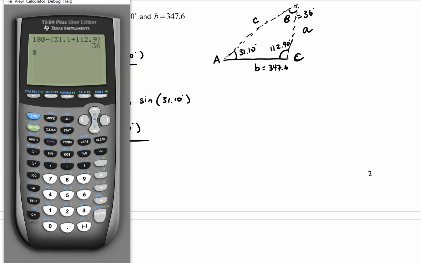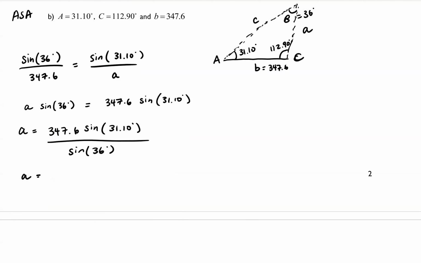So let's throw that into our calculator. And then I want to divide that by sine of 36. So that gives me 305. For whatever reason, this question gave us angles to 2 decimal places. So why don't we round this to 2 decimal places? So 305.46.